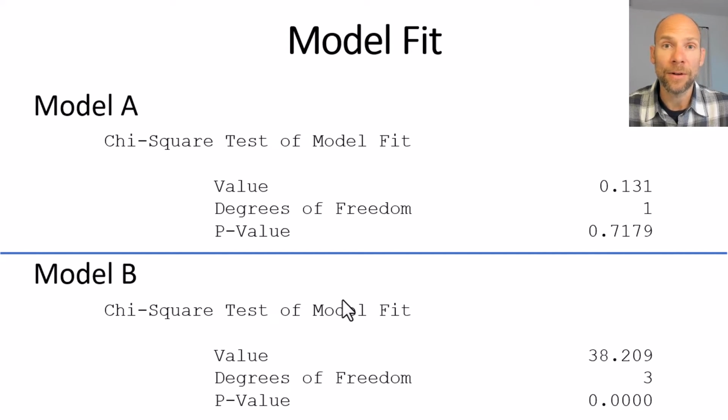So that shows us several things. First of all, you can see the chi-square value is a lot higher than for model A. For model A, it was 0.131. Now it's 38.209. So that's an increase in the chi-square due to these constraints. In model B, I fixed lambda 2 and lambda 4 to 1, so to have all equal loadings, and that resulted in an increase in the chi-square value by a little over 38 points, and an increase in the degrees of freedom of 2 because there were 2 fewer parameters estimated. Therefore, model B has 3 degrees of freedom, whereas model A has 1 degree of freedom.